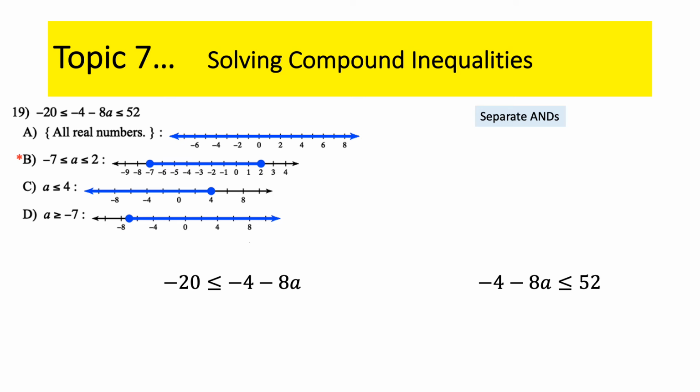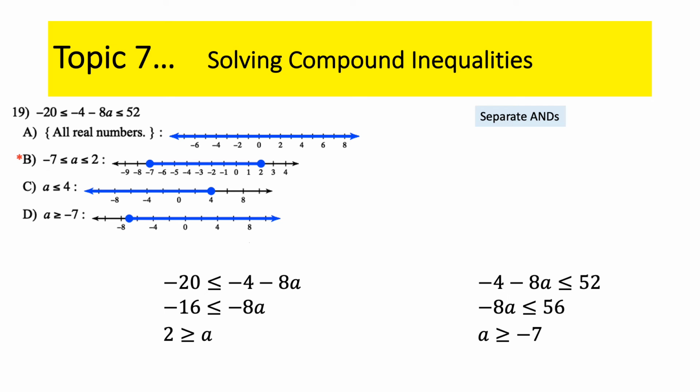So let's see. We'll do the left one first. Add 4. Ooh, we've got to divide by negative 8, so that means flip the inequality. Second one, add 4. Once again, we've got to multiply or divide by a negative, so flip the inequality. All right, so we need a graph where a is smaller than 2, but bigger than negative 7. And let's see, closed circle on both of these. So smaller than 2, but bigger than negative 7. Clearly, that one is B.